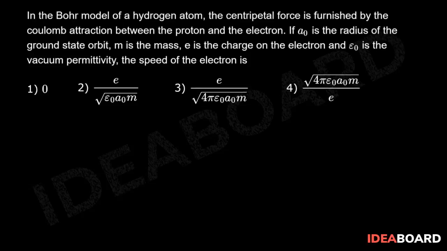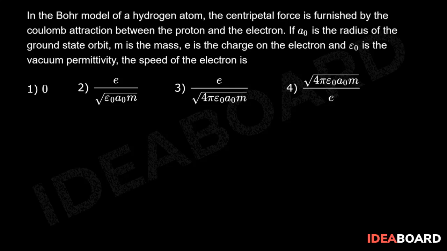In the Bohr model of hydrogen atom, the centripetal force is furnished by the Coulomb attraction between proton and electron. If A0 is the radius of the ground state orbit, m is the mass, e is the charge on the electron, and epsilon naught is the vacuum permittivity, the speed of the electron is.